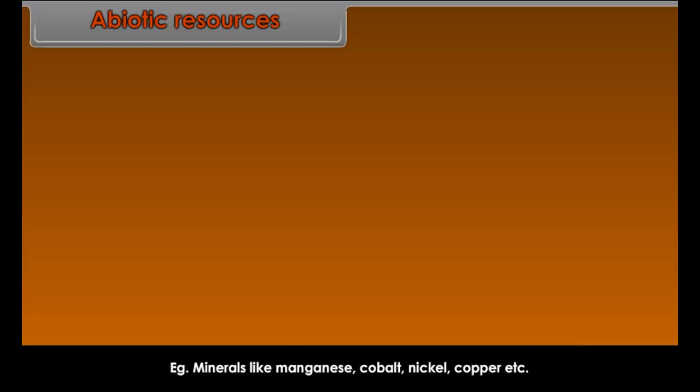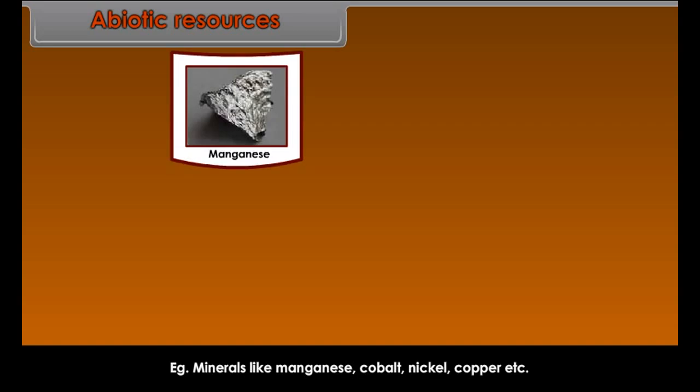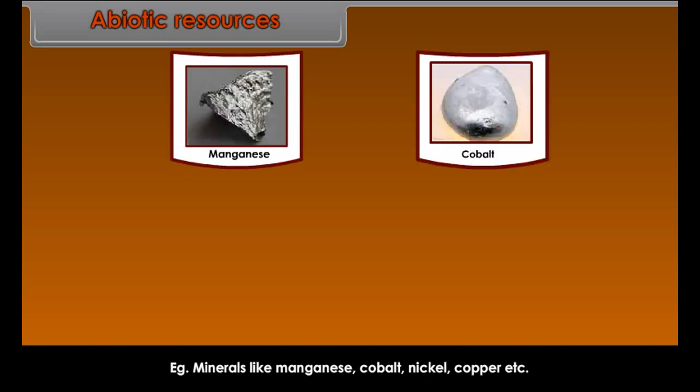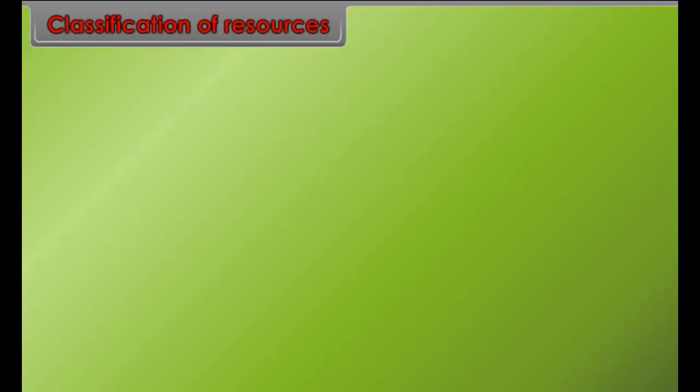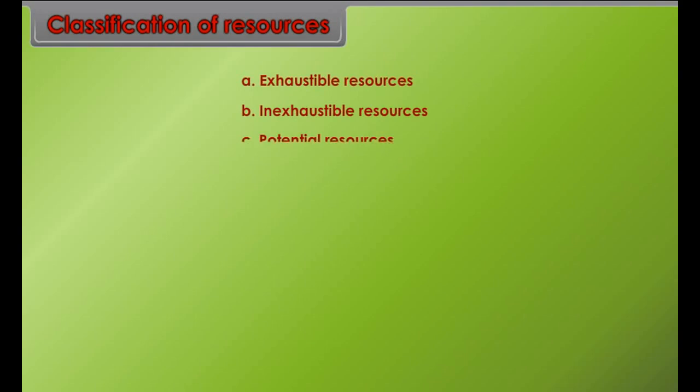air, water, land, etc. There are some abiotic resources which are non-renewable. Example, minerals like manganese, cobalt, nickel, copper, etc. Their formation takes a much longer period of time, more than the life of man, to be renewed.